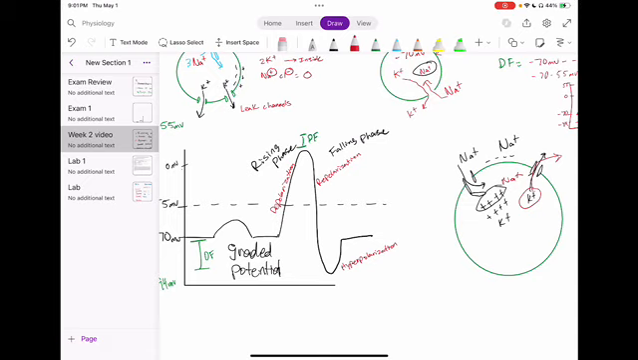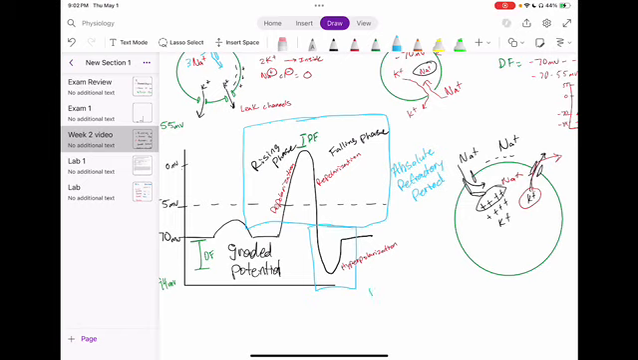But we have labels for what this is called. This is called our absolute refractory period. This is called our relative refractory period.